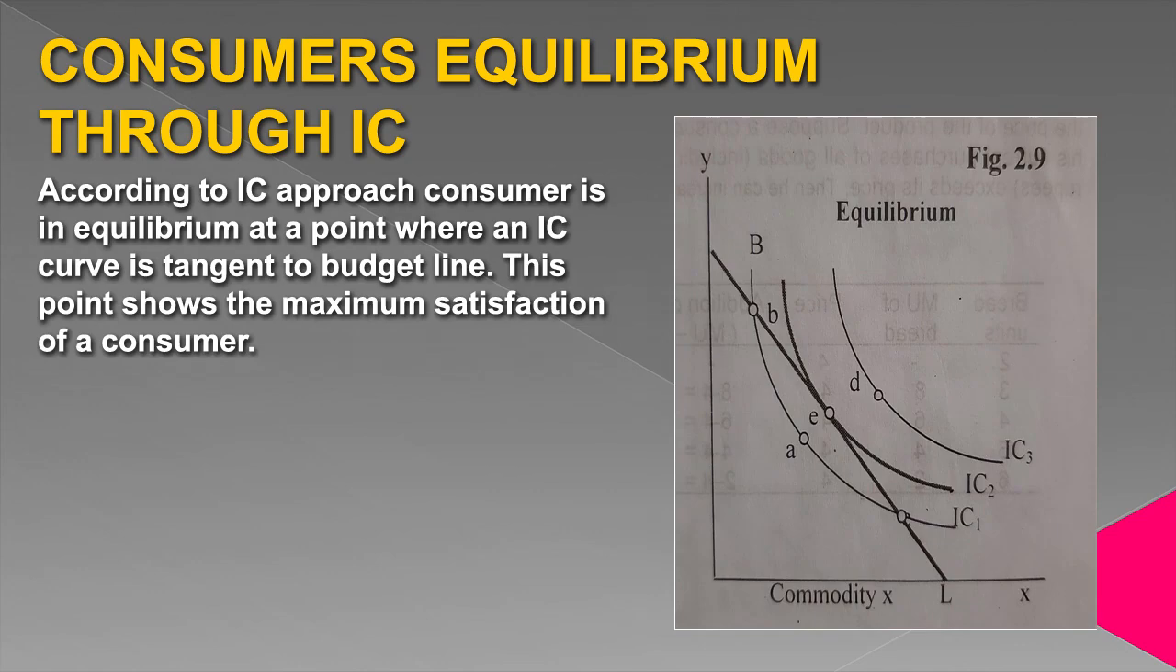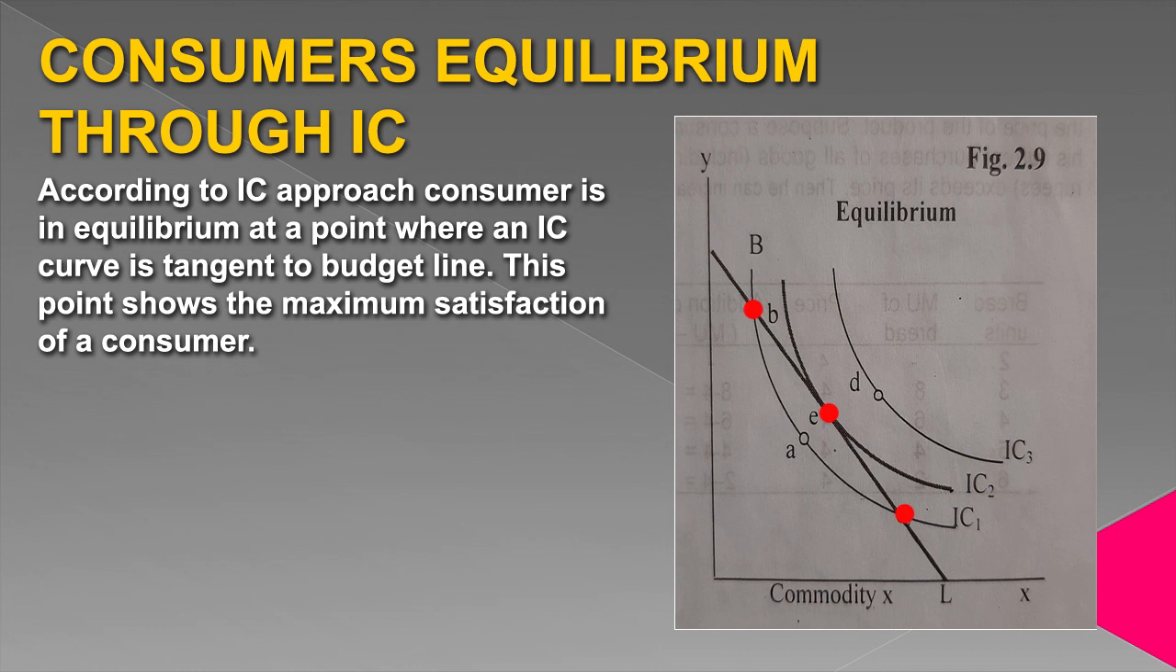Equilibrium of a consumer through the IC approach. According to the IC approach, the consumer is in equilibrium at a point where an IC curve is tangent to the budget line. This point shows the maximum satisfaction of a consumer. Here in the figure you can see the consumer can buy any combination like B, E and C on the budget line. Consumer can buy any of these combinations. But point E is the best because compared to other points, this gives maximum satisfaction to the consumer.